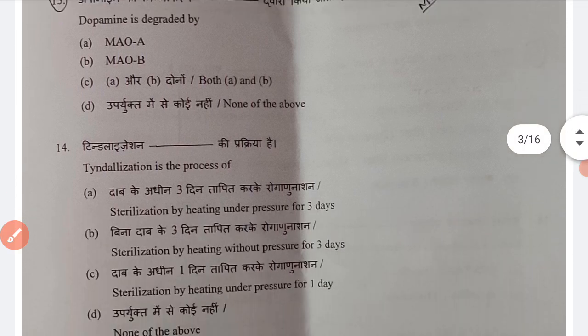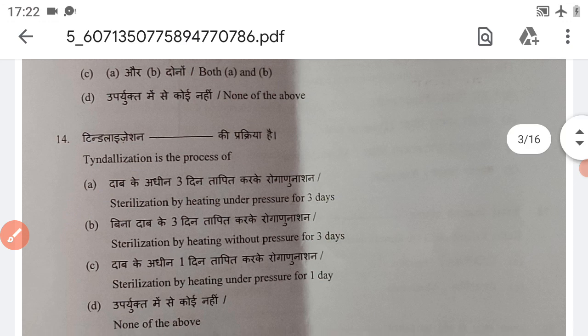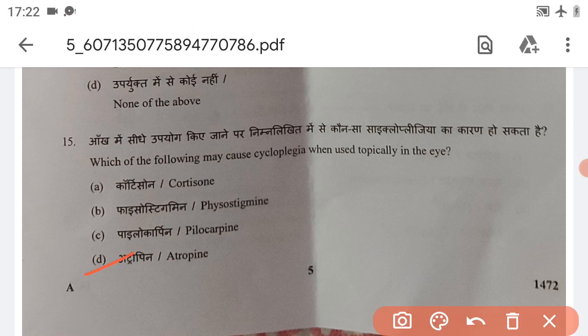Next, tyndalization is a process of sterilization by heating for 3 successive days. Right answer option A. Next, which of the following may cause cycloplegia when used topically in the eye? Atropine also causes mydriasis. So the right answer is option D, atropine. Pilocarpine causes miosis.